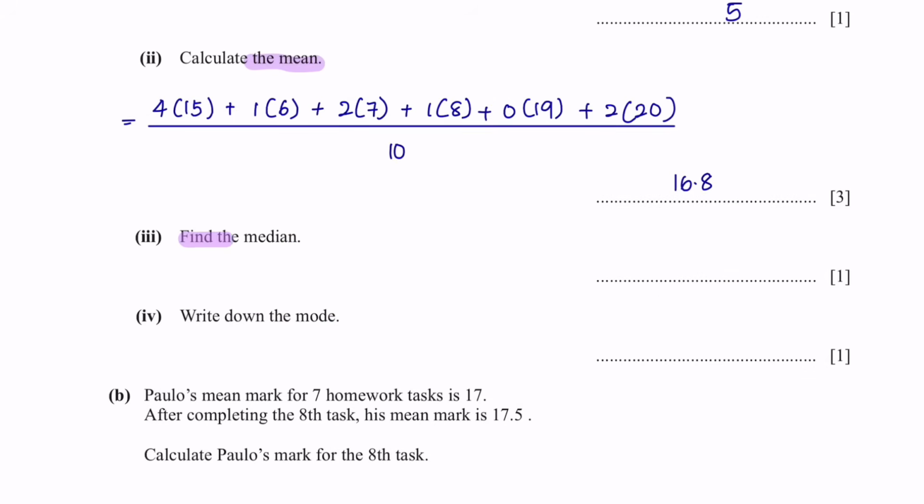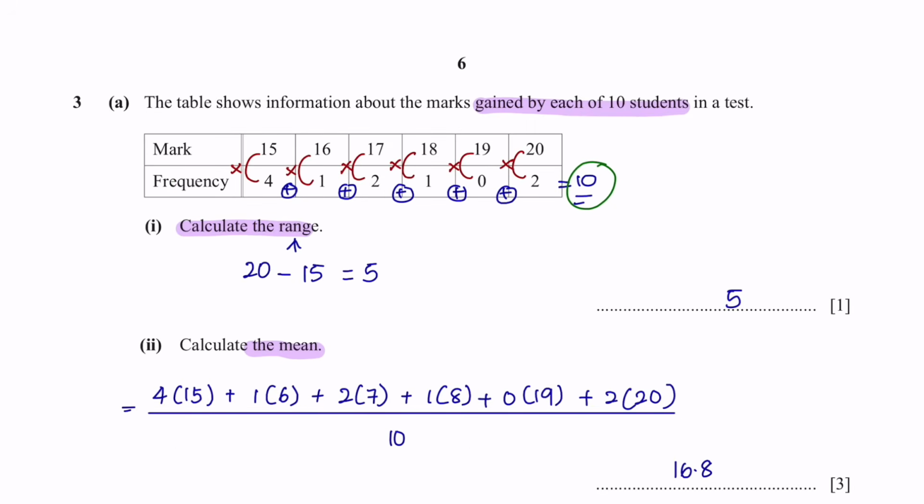Next, part 3, find the median. To find the median, we're going to look for the center of the frequency. We've got a frequency of 10 and the center would be divided by 2, which is 5. If I look for the cumulative frequency, I'm going to add up all my frequencies. So the middle is 5. 5 falls over here, which means that the median here is 16.